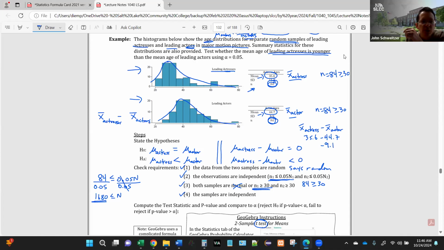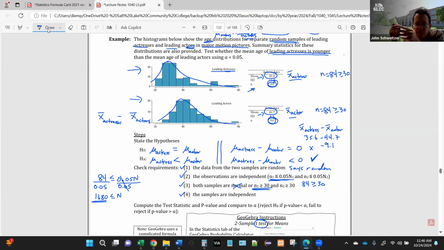Before we do the formal test, let's think about what that means. Negative 9.1 is not 0. It is indeed less than 0. Just looking at that point estimate from the samples, it does seem like there's evidence that on average leading actors are older than leading actresses.